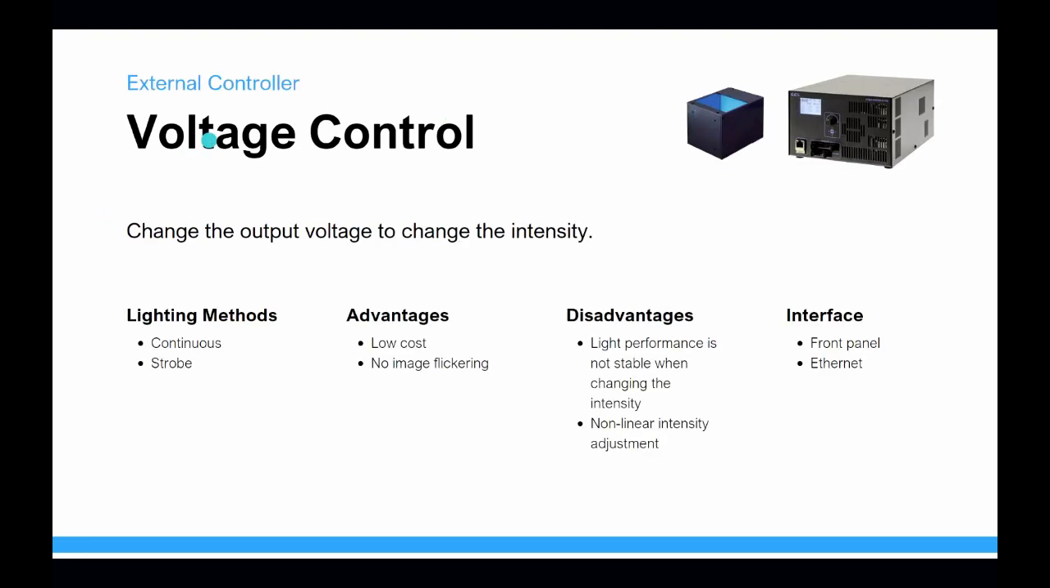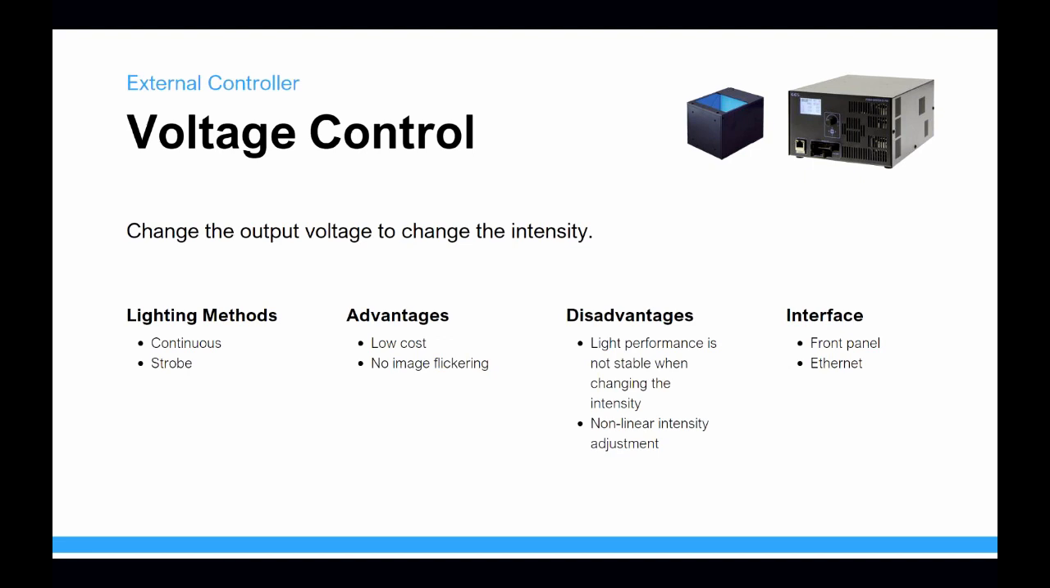Another type of external controller is a voltage control. So instead of using voltage that is pulse width modulated, we're using voltage that is an analog signal. So we're changing the output voltage to change the intensity. The lighting methods you can get for the lower cost controllers are continuous or strobe. Advantages of this is it's often lower cost. You don't get the image flickering. The disadvantage, the light performance isn't necessarily stable.